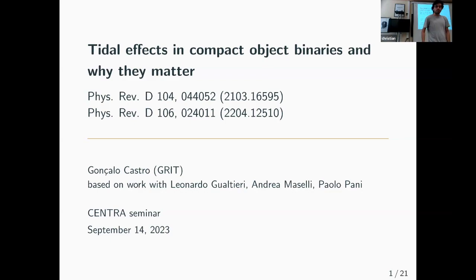And thank you for the opportunity to give this seminar. So I'll talk about my work, about binaries and why we should care about them. The main goal of this talk will be basically to convince you that tidal effects in compact objects are a very interesting topic. And failing to convince you of that, I'll at least try to convince you that they will be very relevant in the next 10 years, especially for the field of gravitational wave astronomy.